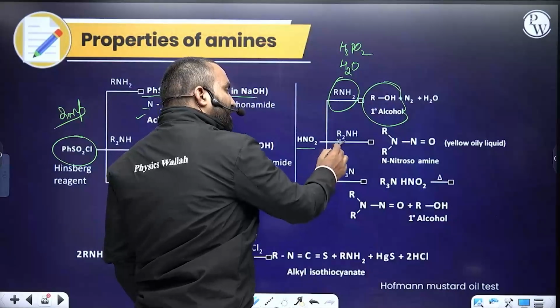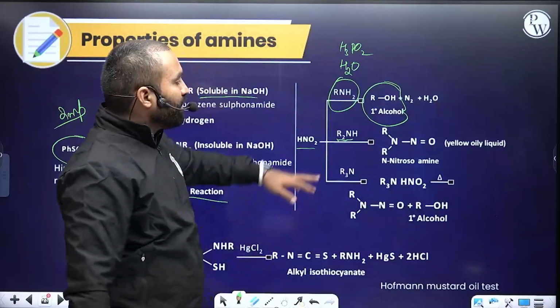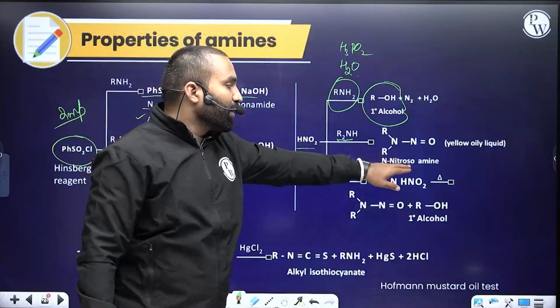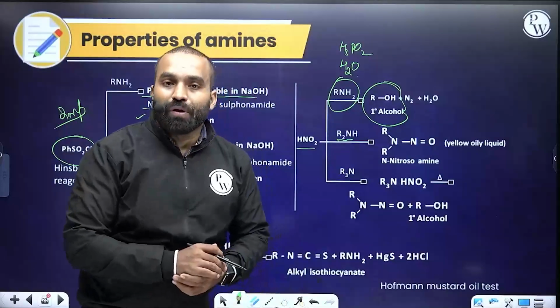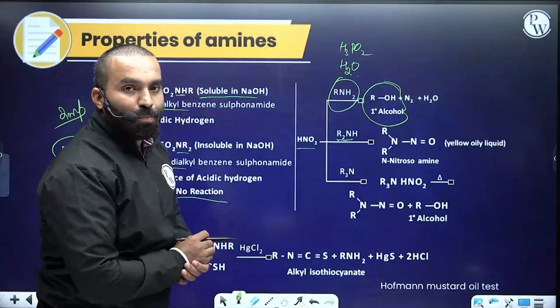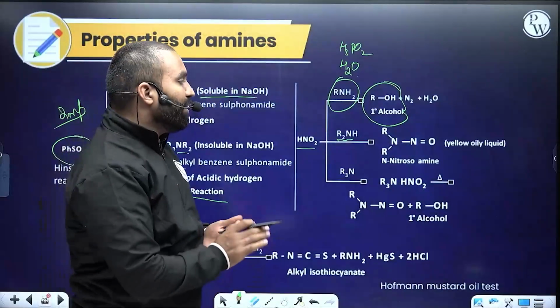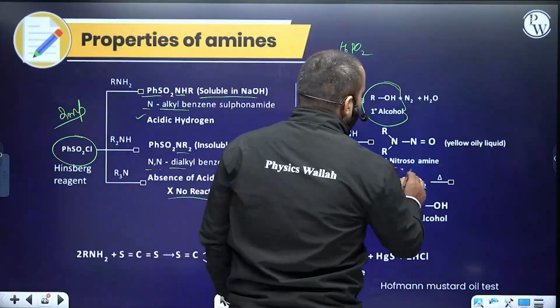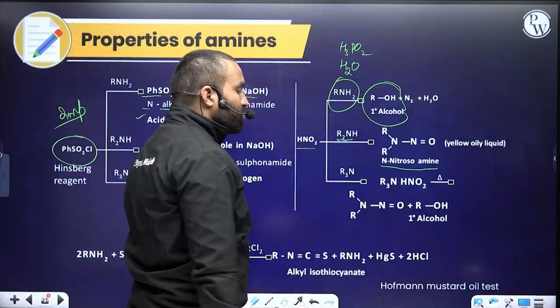You can also react it with R2NH. Here the nucleophile is H2O. Here the nucleophile is R2NH. You can obtain a yellow oily drop. Yellow oily liquid will be forming. That is an N-nitrosoamine. That is known as N-nitrosoamine.